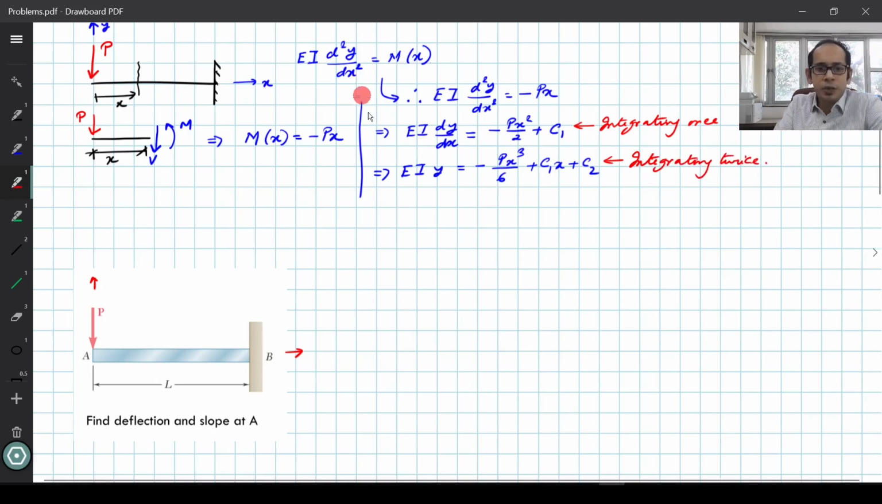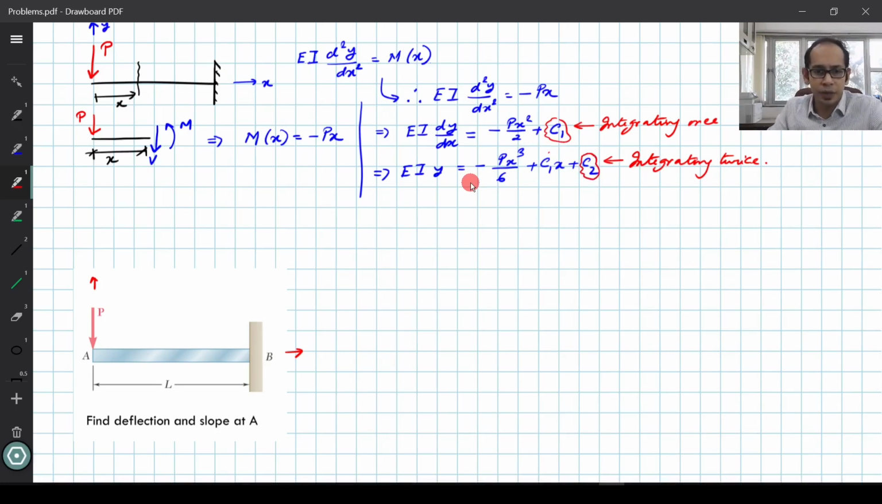So you see in this one I have integrated this once over here and I get this expression. The integration of minus Px dx is minus Px squared by 2 plus the constant of integration c1. You integrate it again, you get this expression over here. So now as you can see, we have to find our constants of integration c1 and c2. Now how do we find that?